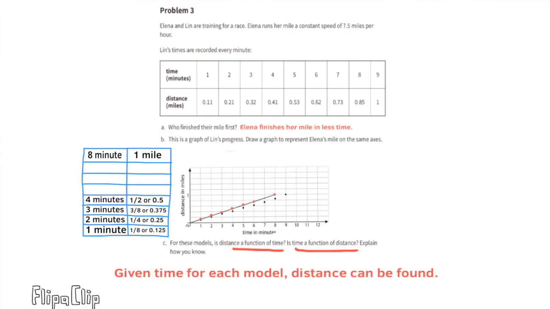C, for these models, is distance a function of time? Is time a function of distance? Explain how you know. Given a time for each model, the distance for that time can be found, and given a distance for each model, the time for that distance can be found.